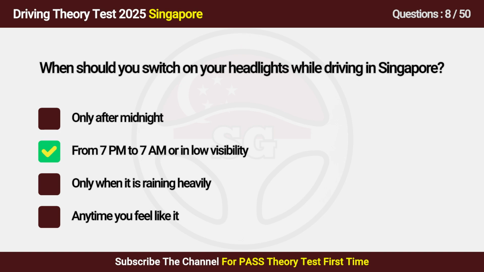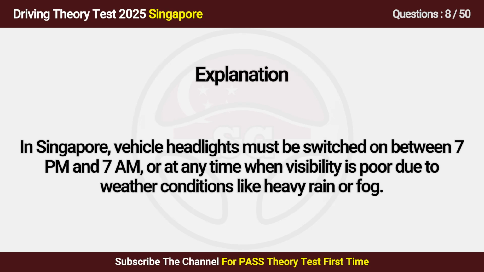Answer is B. From 7 p.m. to 7 a.m. or in low visibility. In Singapore, vehicle headlights must be switched on between 7 p.m. and 7 a.m. or at any time when visibility is poor due to weather conditions like heavy rain or fog.